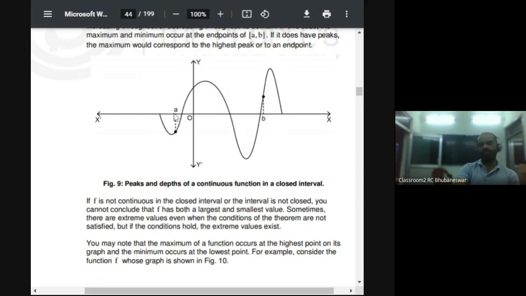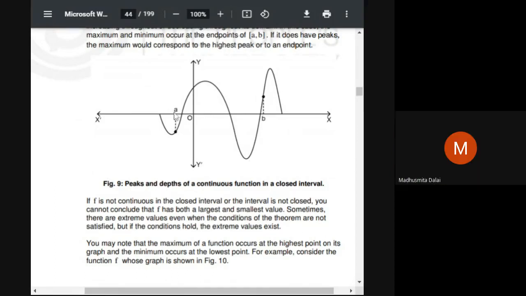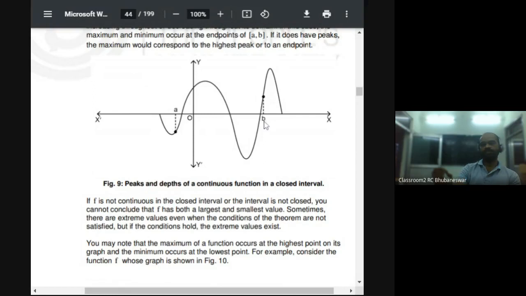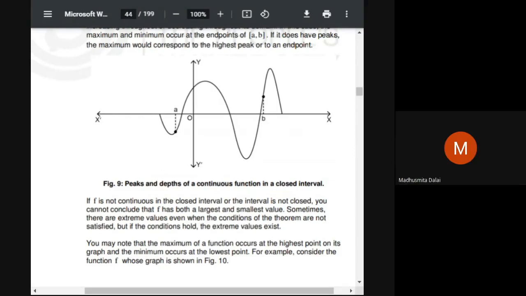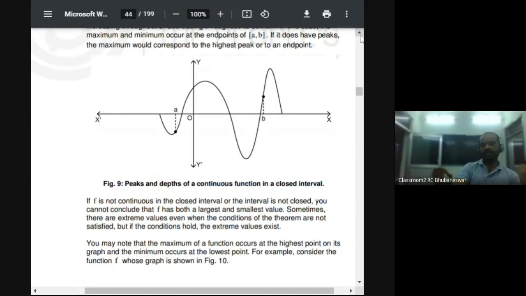In the figure, look at this one. The function, or the graph, is drawn outside of the interval AB. But if we focus on the closed interval AB, then very clearly you can say that inside that particular interval, the function attains an absolute maximum value as well as an absolute minimum value.